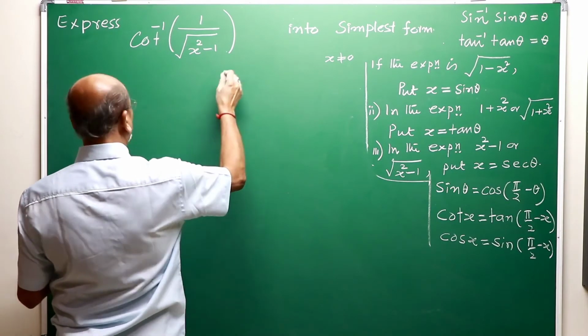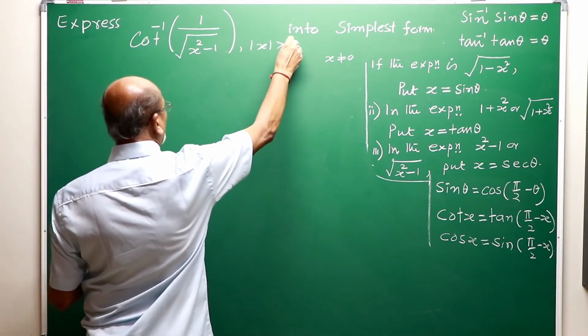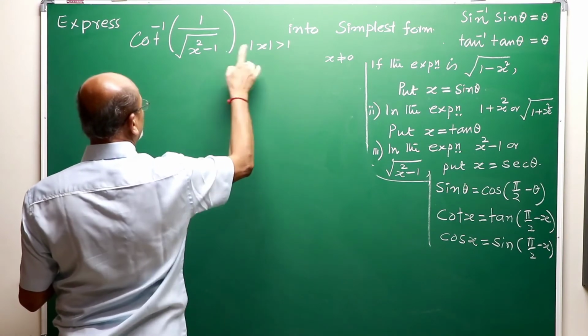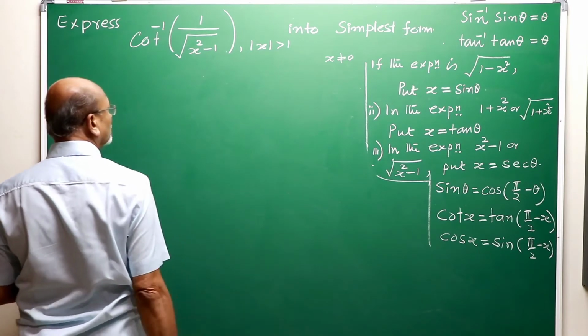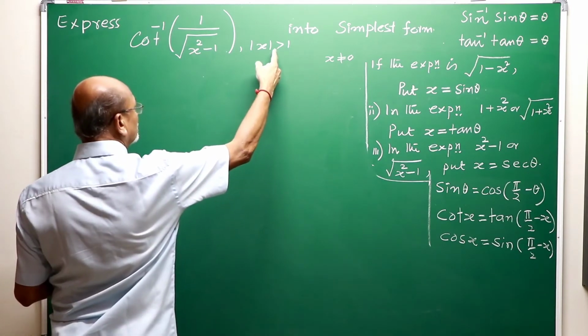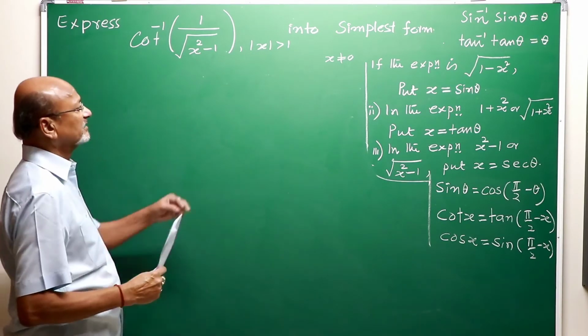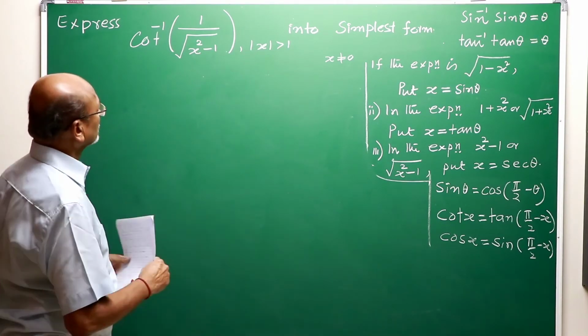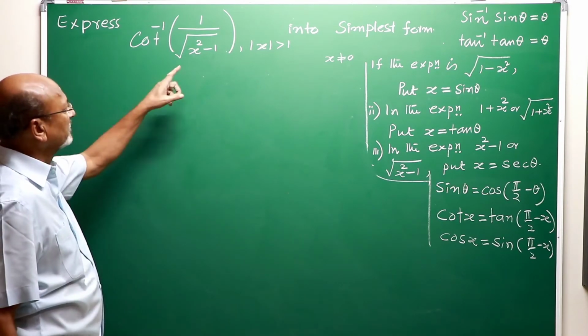In this case, mod of x is greater than 1. My friends, when it is greater than 1, x square minus 1 becomes positive, and the square root of a positive number is real. If it is less than 1, or equal to 1, the square root becomes imaginary. To avoid it, mod x is greater than 1. Those results are already in the mind.